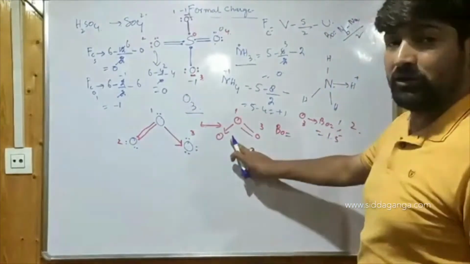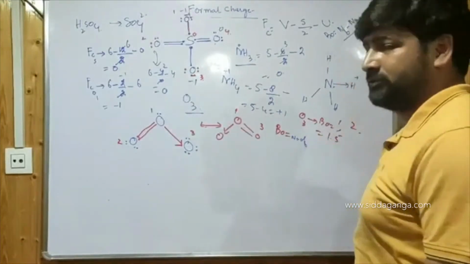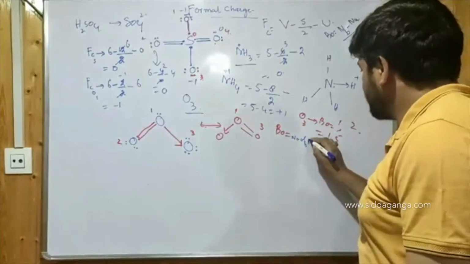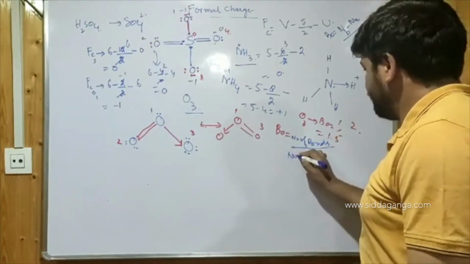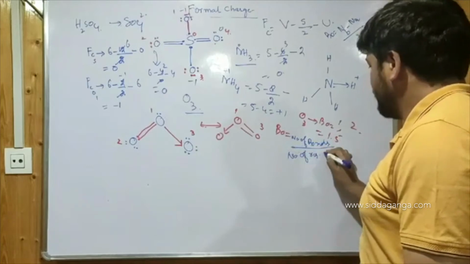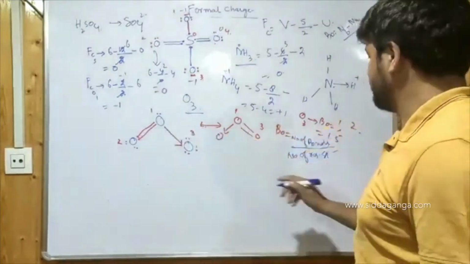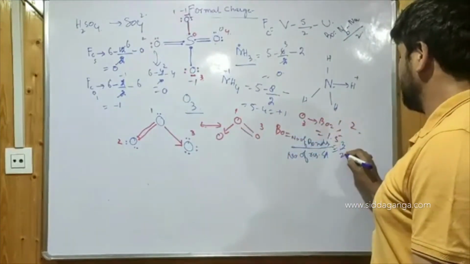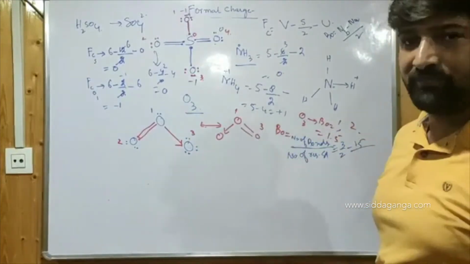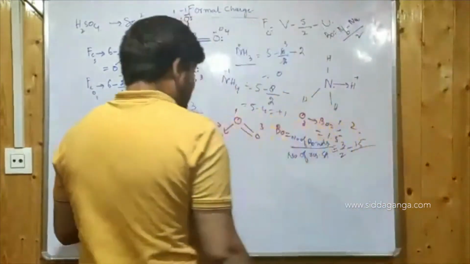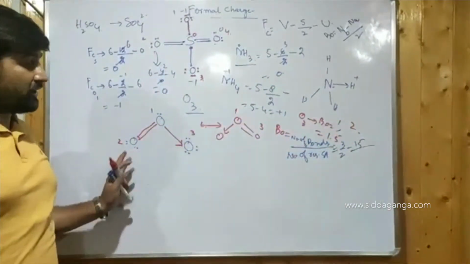Bond order for a polyatomic molecule can be calculated by what? Number of bonds divided by number of resonating structures. So how many bonds are there in both the structures? There are 3. So there is 3 divided by 2, because total number of resonating structures is 2. 3 by 2 is equal to 1.5. Clear or not?